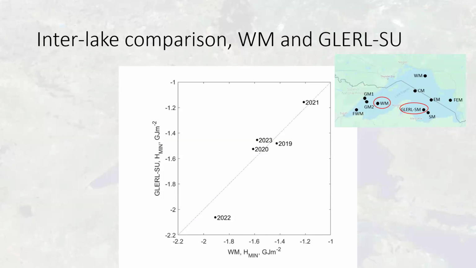There are 5 years where the Western and Superior moorings were in the lake at the same time. And you can see that a cold year in the western part of the lake is a cold year in the eastern part. This is minimum heat content on both of these axes. And a warm year at one side is a warm year at the other side. So the lake is responding in some relatively coherent fashion, which is nice to know.